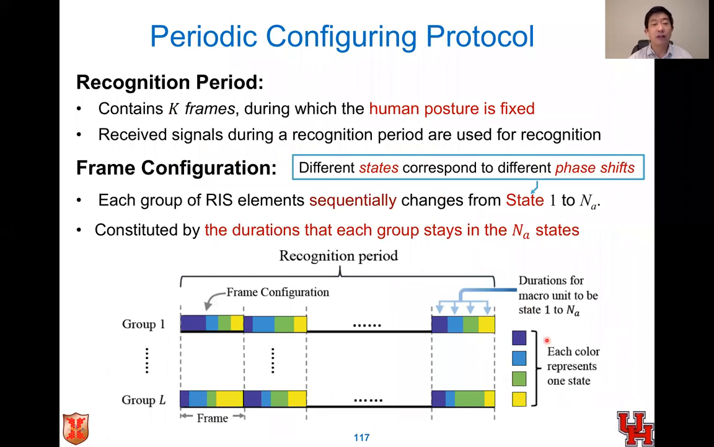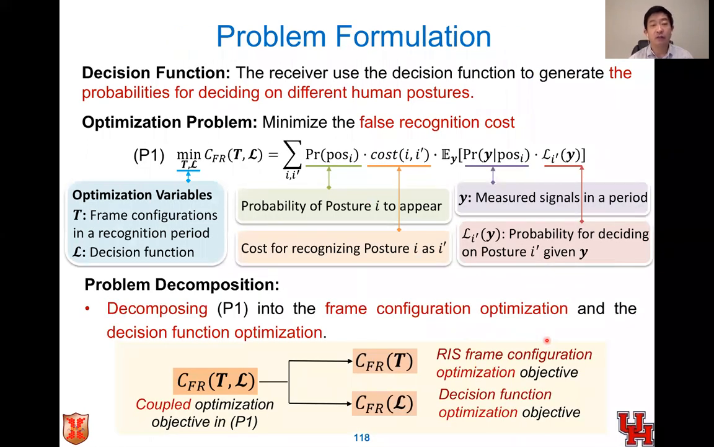And then we do the recognition period, which contains a training frame during which the human posture is fixed, and then the receiver uses the received signal in the recognition period for recognition. And then we have the frame configuration. We have different states corresponding to different phase shifts, and each group of RIS sequentially changes its state, configured by the duration of each group staying in a given state. So these are the design details. And the decision function: the receiver uses a decision function to generate the probability of deciding the different human gestures. So here we try to minimize this recognition cost.